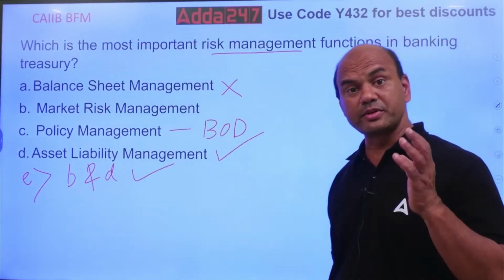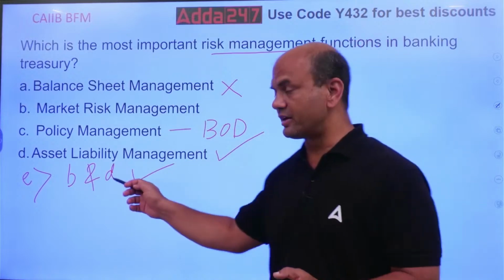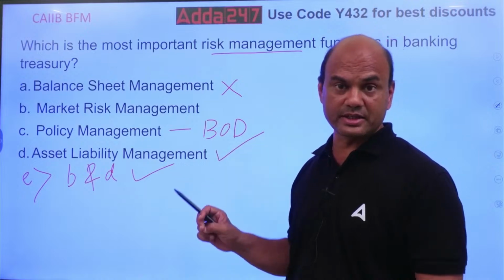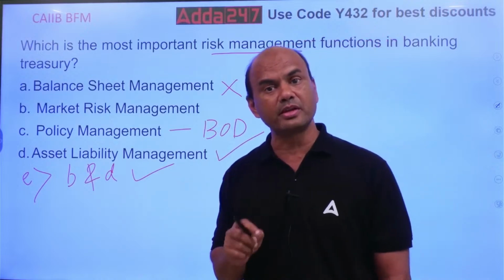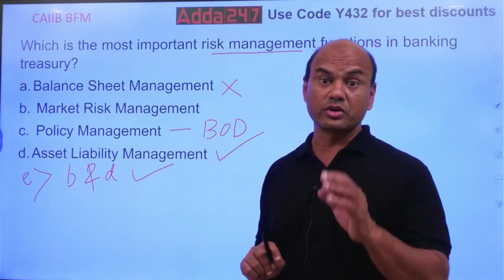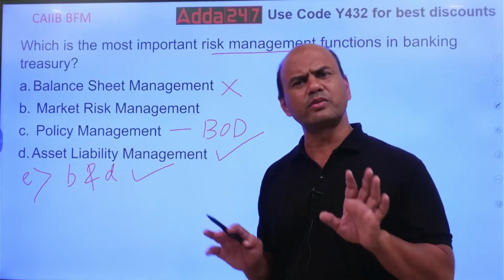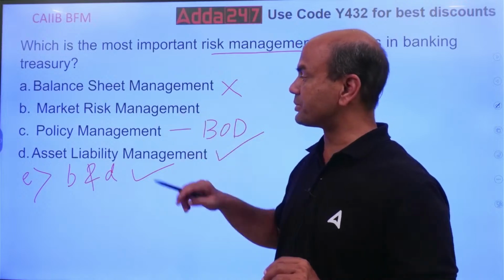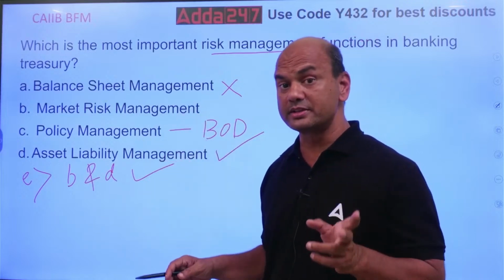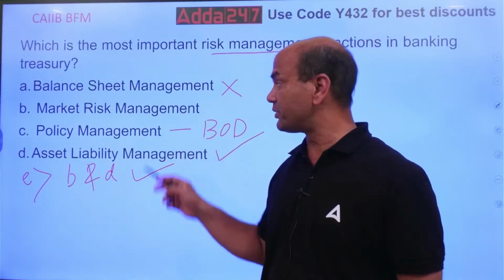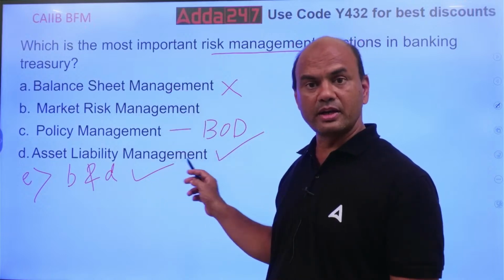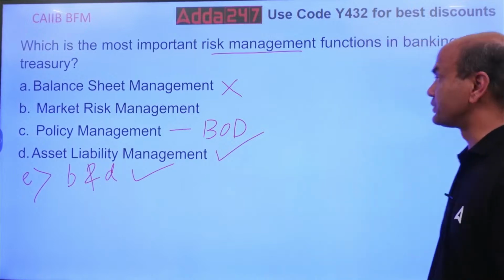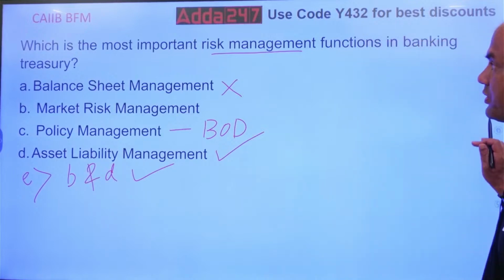Actually, if you ask me correctly, the answer is B and D, both. Because market risk is also to be managed by the treasury. Market risk is a short-term risk. Market risk never goes on for long. It's a short-term risk. So market risk management and asset liability, both are the answers. But in exam, if you have these 4 options only, tick on ALM, asset liability management. Next one. Got it, everyone?